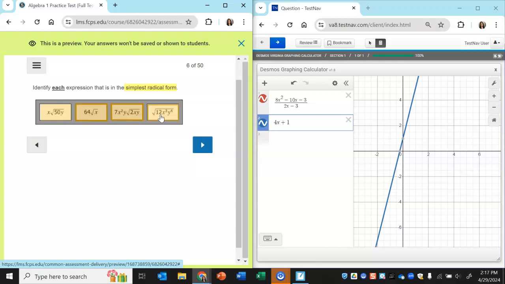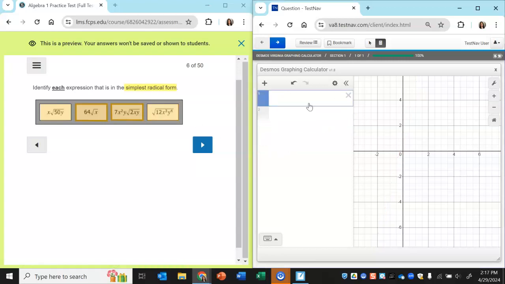Same thing here. I know 12 has a perfect square in there, which is a 4. So I can definitely simplify this. I can take out an x squared. I can take y squared here, or y to the 4th out. So I can further simplify this. I can keep working on this, but for these two, there's nothing else I can do. So they are in simplest radical form.